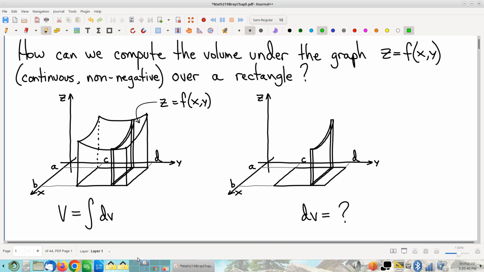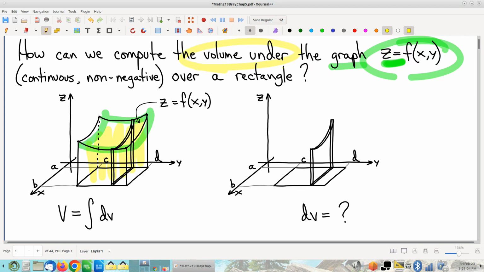In single variable calculus, we looked at graphs. And in that context, the graph of a single variable function gave us a curve under which we tried to compute the area. Here, a graph of a function of two variables gives us a surface under which we might reasonably want to compute the volume. So how are we going to compute the volume under the graph? It seems like a reasonable first step into this region.